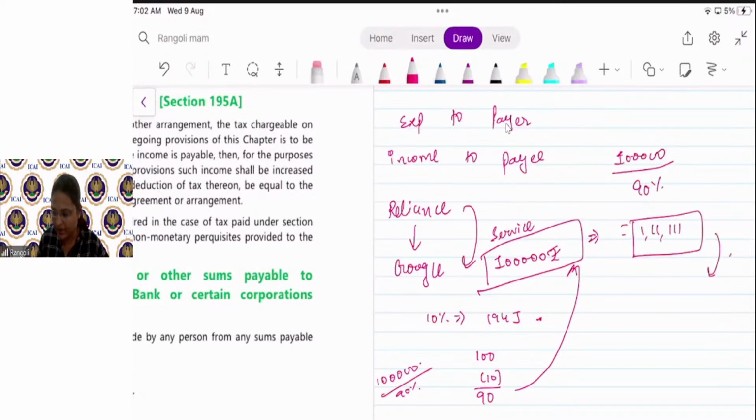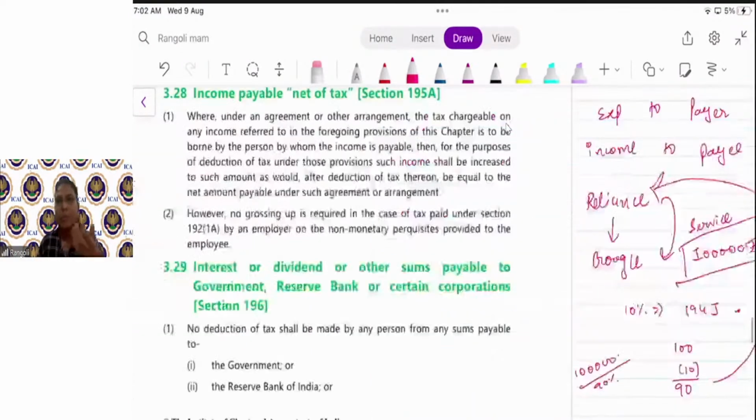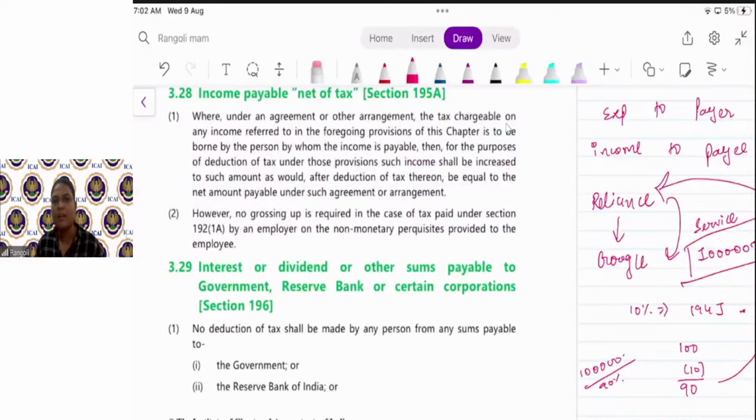And 10% of this gross value comes to 11,111. It is the TDS component, and the resulting figure is net of tax 1 lakh. So this 11,111 rupees will be borne by Reliance only. Okay, so whenever it is given that the payment should be net of tax, you have to gross up, and after that you need to calculate the TDS amount. Clear, everyone?